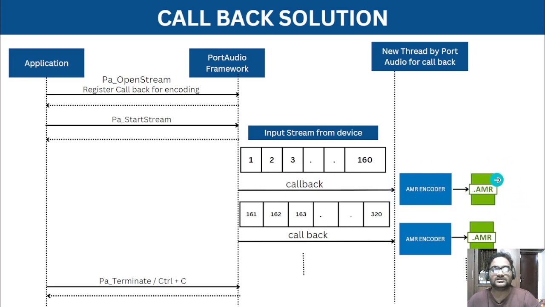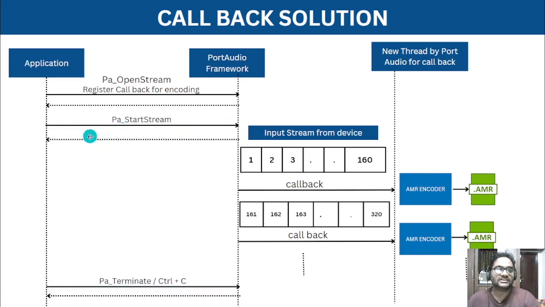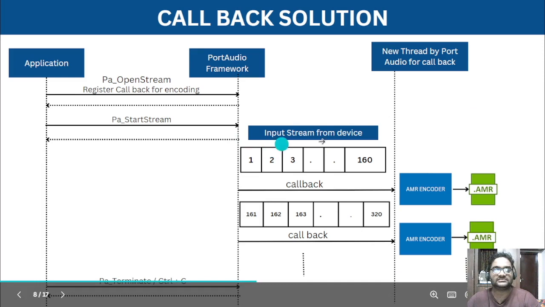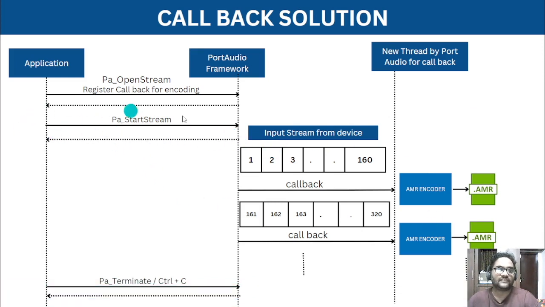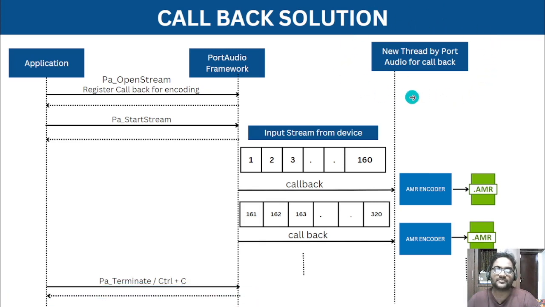Okay, so it happens for the next 160 samples also, and then it encodes and converts this into the AMR format. Here this particular PA start stream is a non-blocking call. Non-blocking call means it doesn't wait until all these things are done. It just simply starts the stream and returns. And after this is done, the callback function runs in a separate thread, which is the thread created by PortAudio.